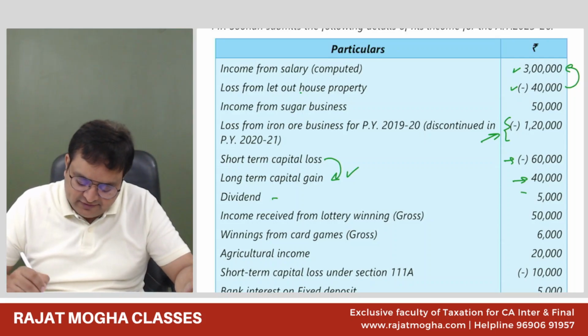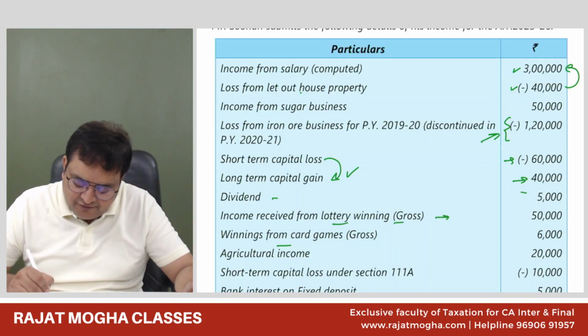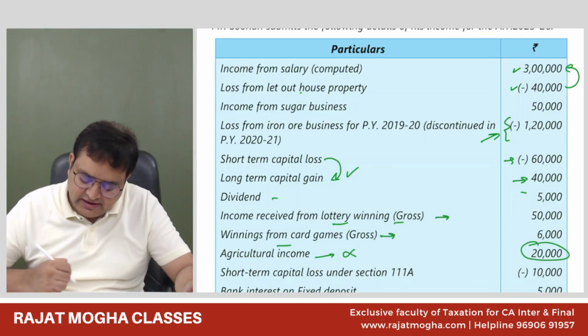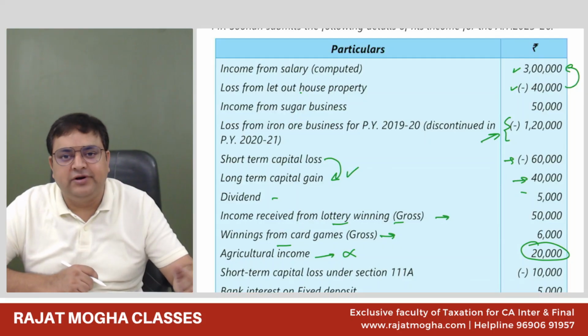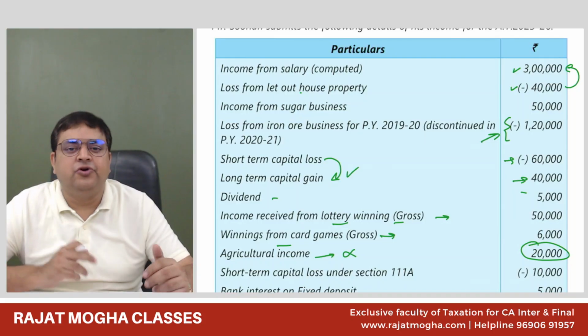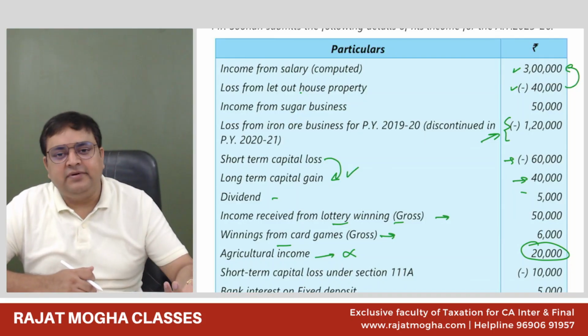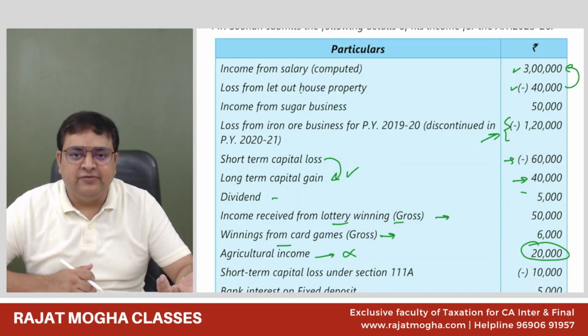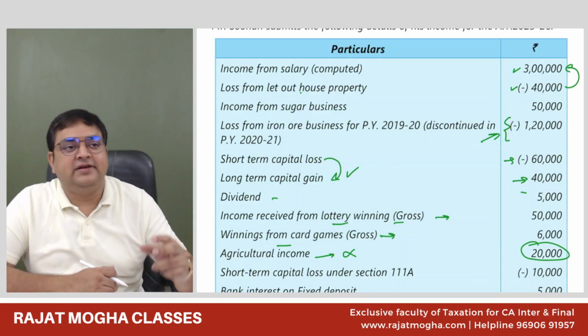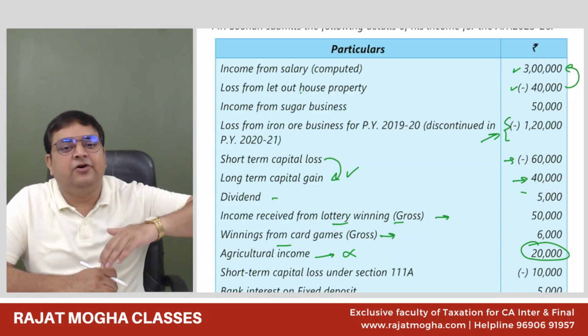Dividend is your IFOS income. Income received from lottery winning, that is again your casual income. Winning from card games, that is again your casual income. Agriculture income is not your income. So agriculture income is your exempt income, so you will not take it. If there would have been losses in the agriculture income, then also you should not take it. Exempt means exempt, whether it is positive, whether it is negative. So please, if somebody might get confused, sir, let's say it's a negative income, let me set it off from something.